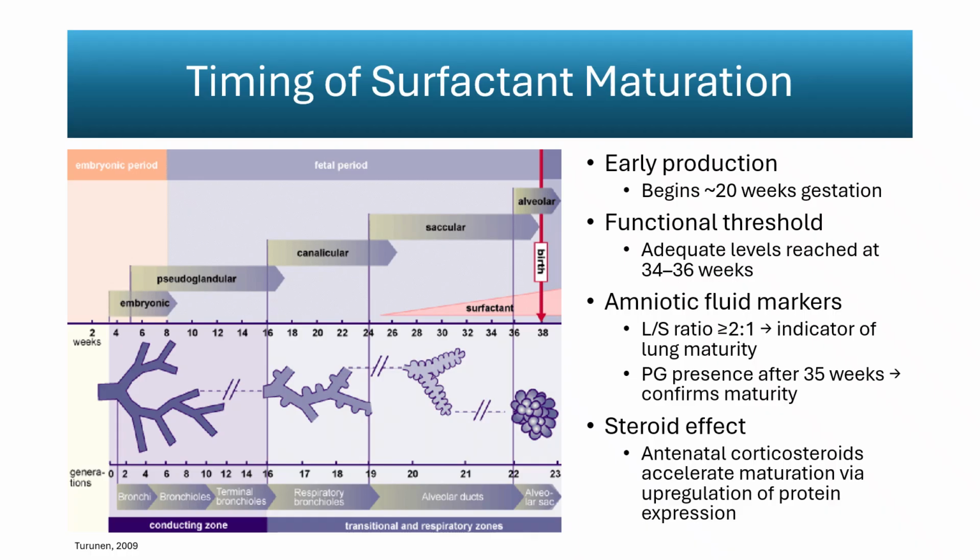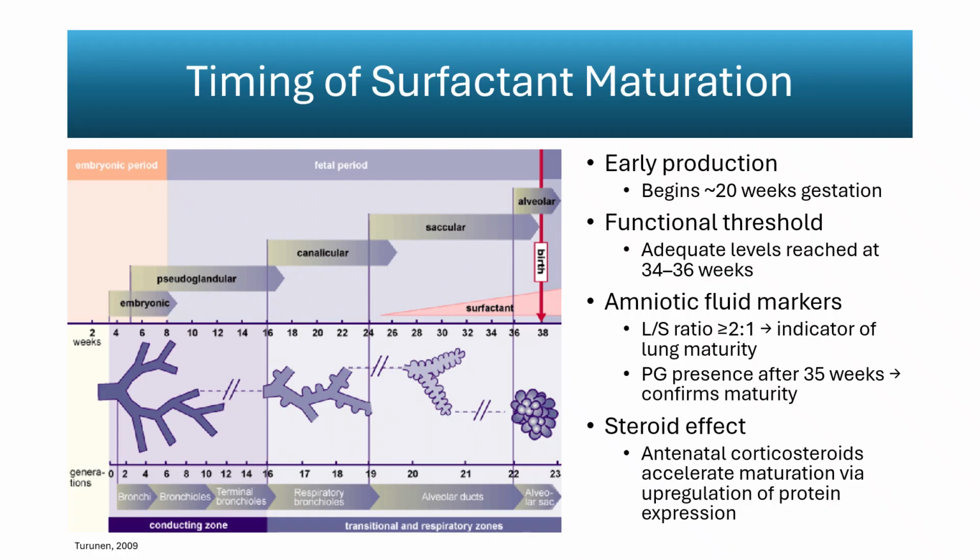Surfactant production begins around 20 weeks of gestation, but amounts are too small to provide meaningful alveolar stability. Functional levels are not typically achieved until 34 to 36 weeks. This developmental trajectory explains why prematurity is the single greatest risk factor for respiratory distress syndrome.